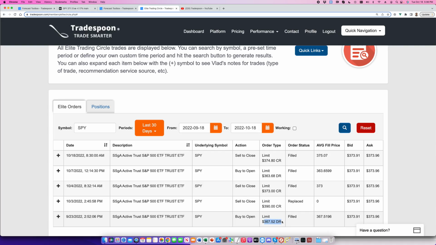Again, using dollar cost averaging, we closed today at 375, bought at 363, and the next level I'm going to sell at 390. I would use any pullbacks to accumulate. If the market pulls back again to 363, I would be a buyer of SPY.